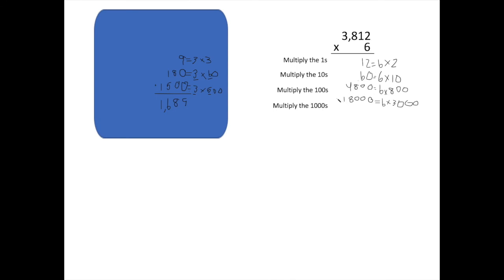So now, since these are our partial products, we need to add all of our partial products. So 2 plus 0 plus 0 plus 0 equals 2. 1 plus 6 plus 0 plus 0 equals 7. 8 plus 0 equals 8. 8 plus 4 equals 12. And then we carry 1, 1 plus 1 equals 2. So the answer to this problem is 22,872.